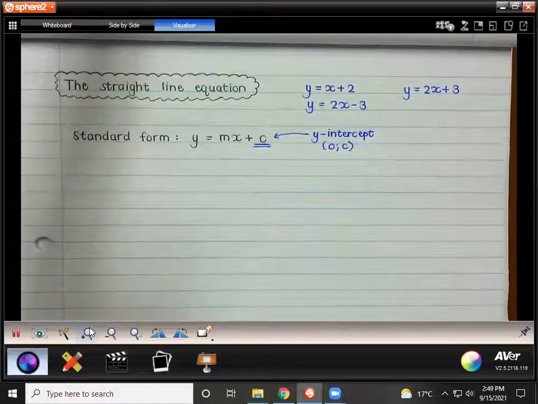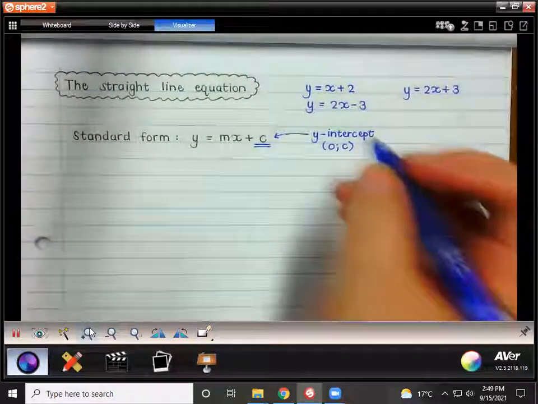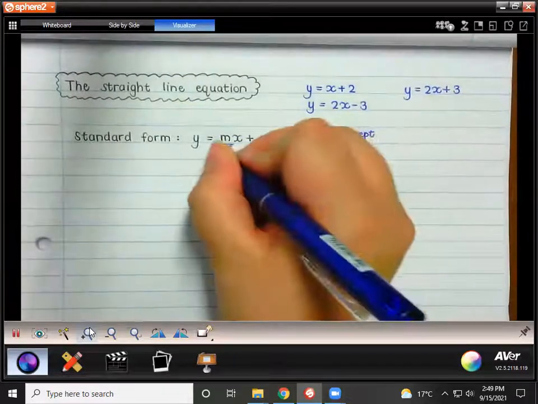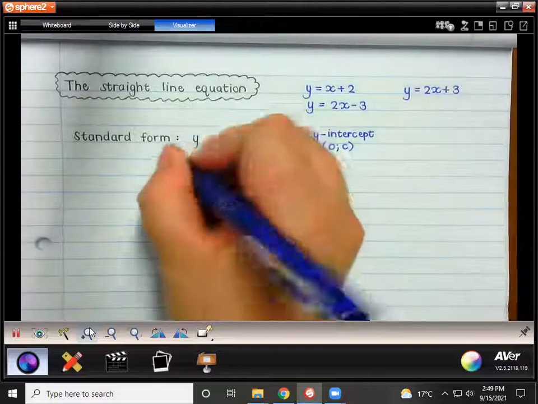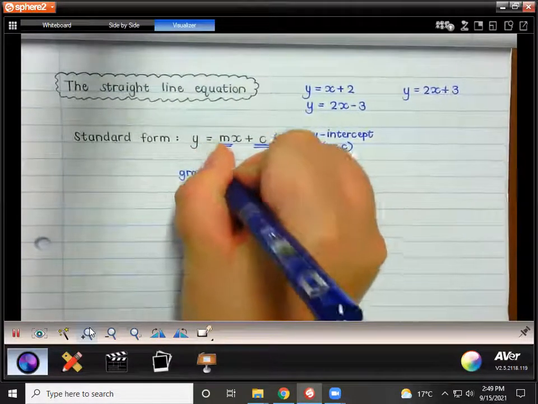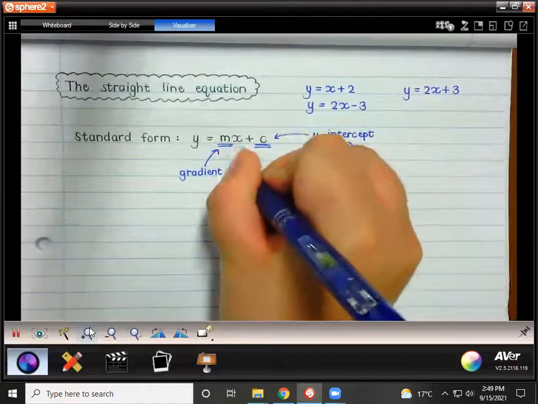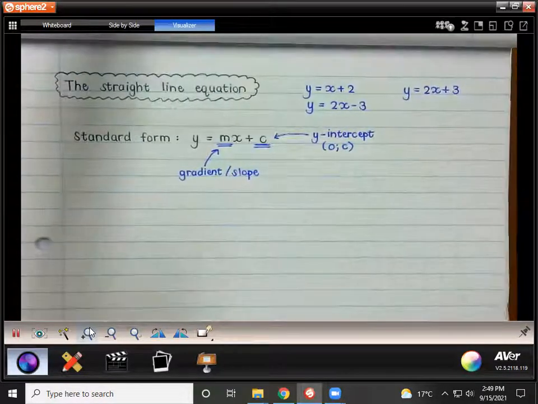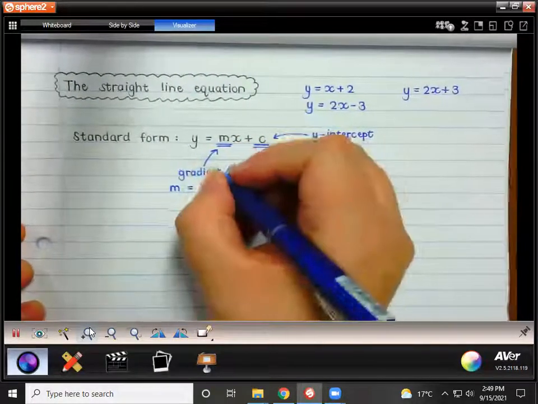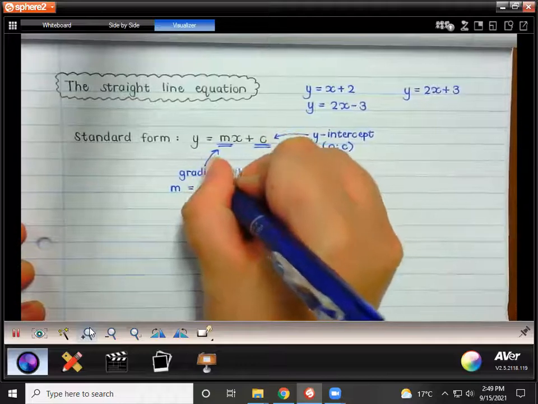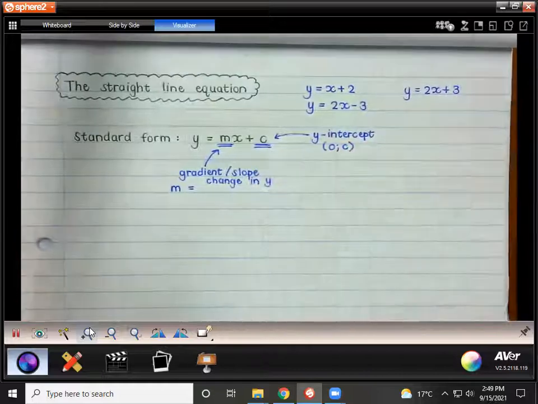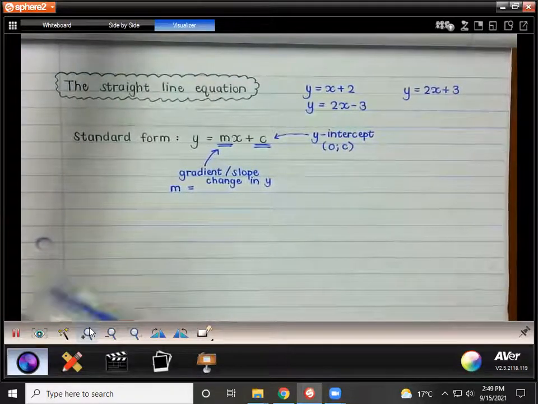Okay, m we are still going to work with a lot. So I'm just going to write down what it is now, but I'm not really going to explain it because I don't want to confuse you. M is going to be the gradient or the slope of the line. We're going to spend a lot of time working on what this actually means. So you can just copy it down for now. Don't worry, I will still explain it in detail. I'm giving you a formula that we're going to use to calculate m if we need to. Change in y over change in x.